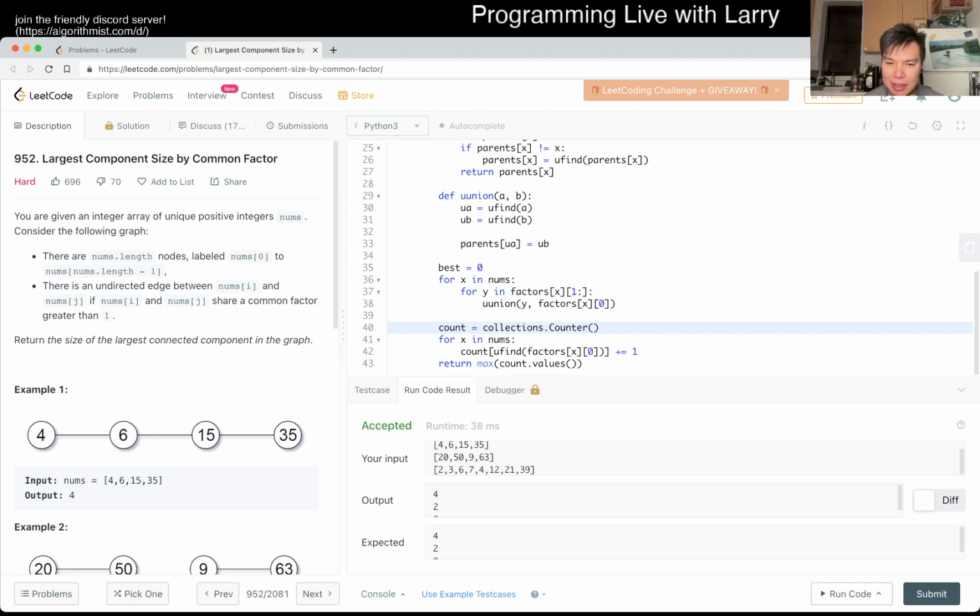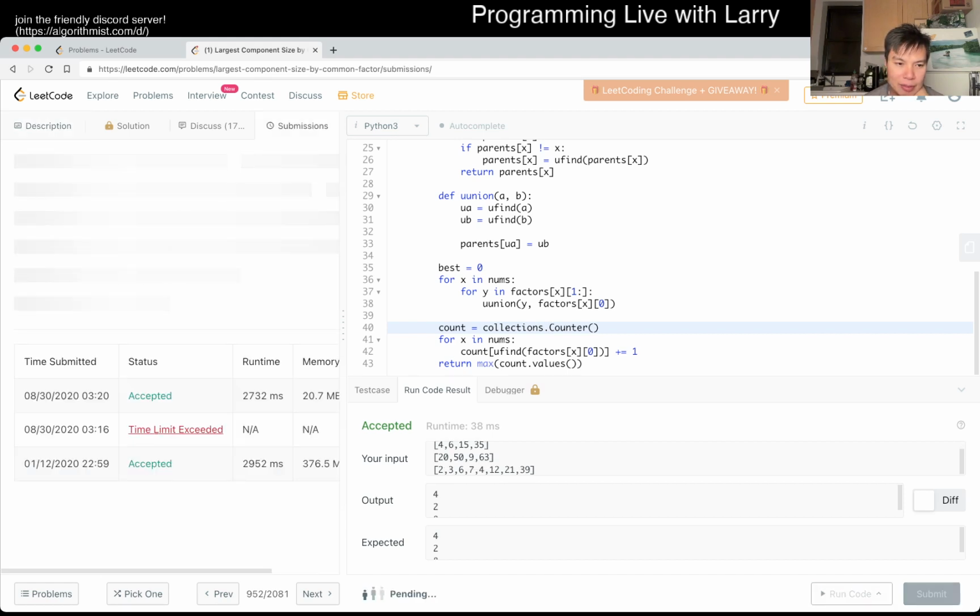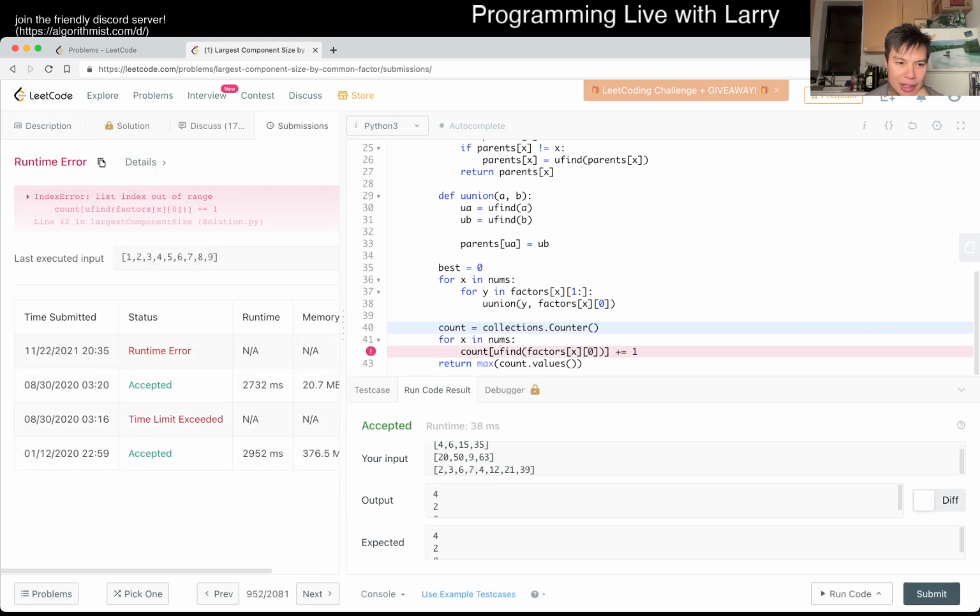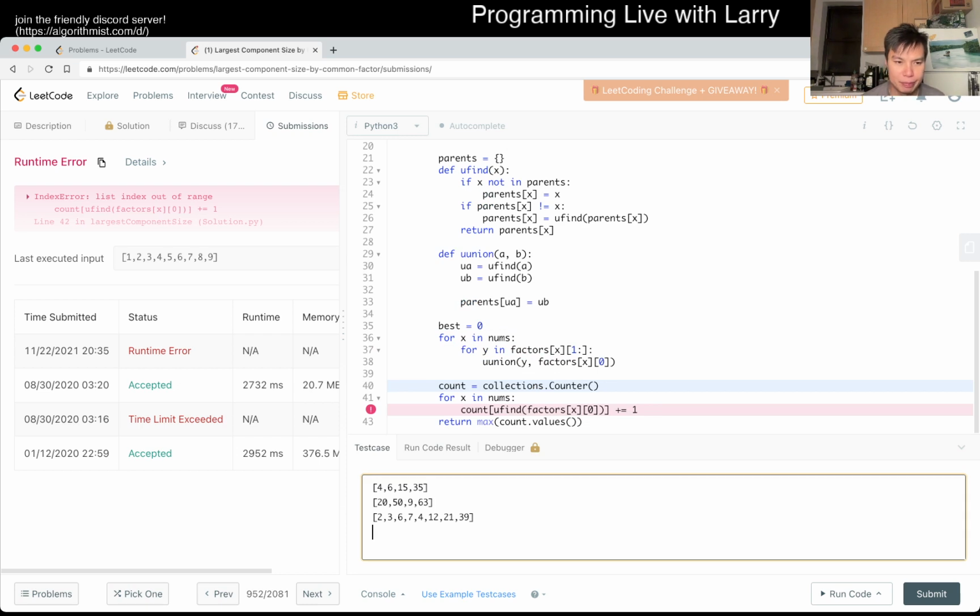Okay, let's see if this is fast enough. That's my only worry. Oh, apparently I already done this twice. Ooh, no. Oh, I forgot about 1. Man, I'm very sloppy today. I don't know why.